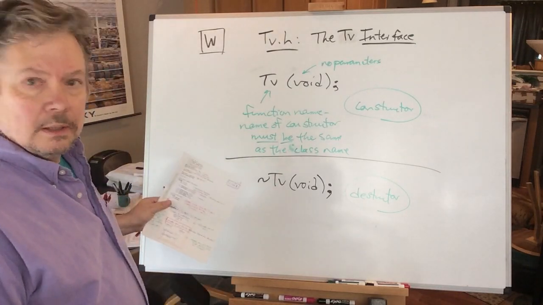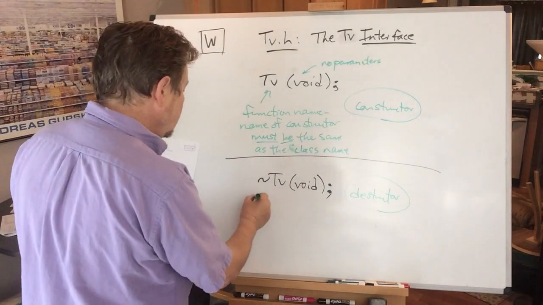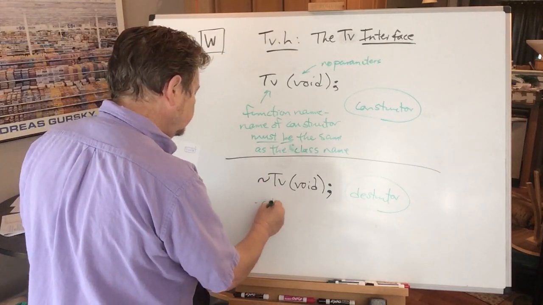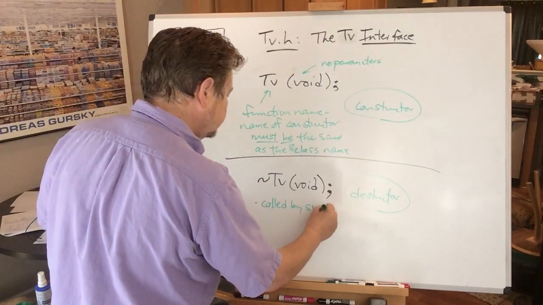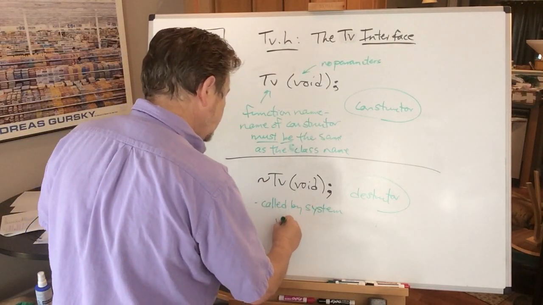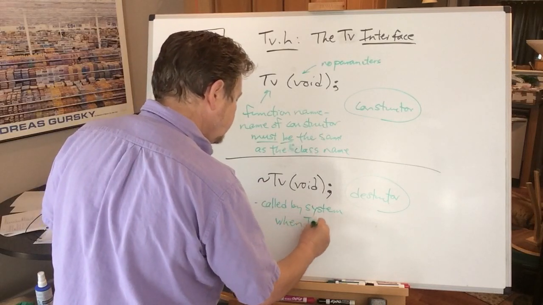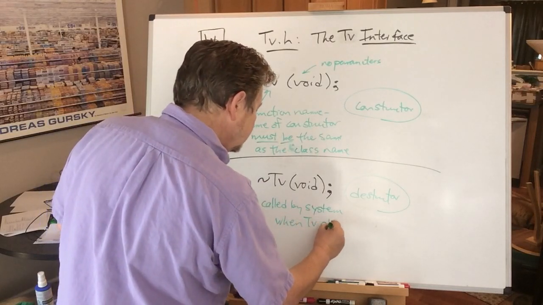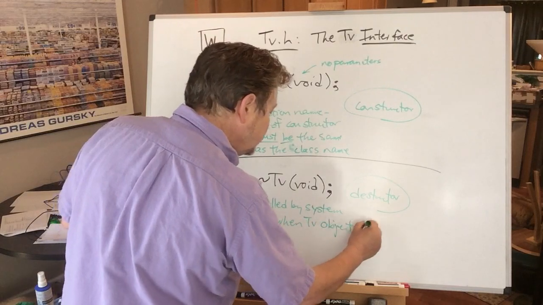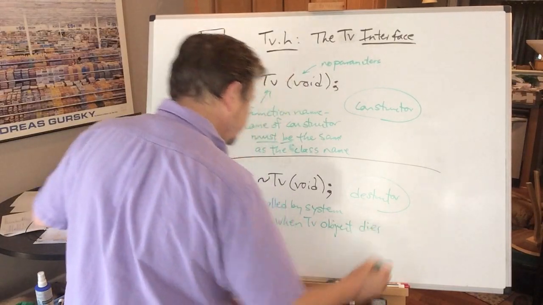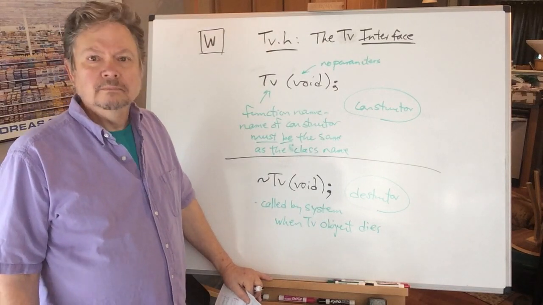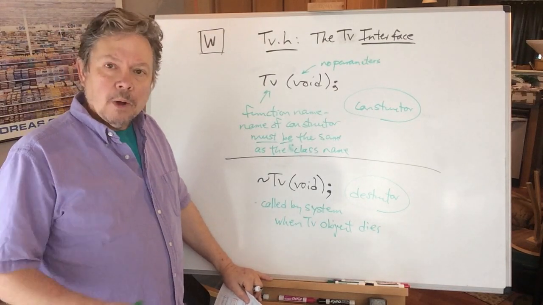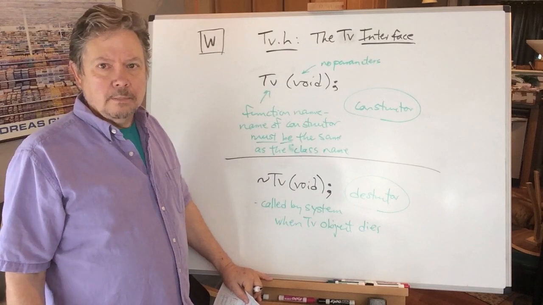Get used to it. So, the destructor, again, this is called automatically by system, called by system, when TV object goes out of scope. TV object dies. I like that better. I was avoiding that word before, but the mood that I'm in right now. Call by system when a TV object dies. Clean up the mess. Dispose of the body. Free up all the storage that TV object occupied.